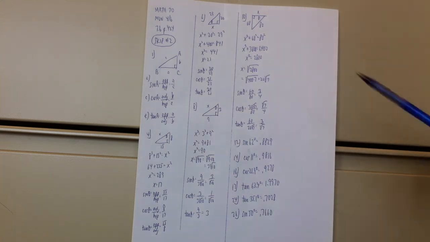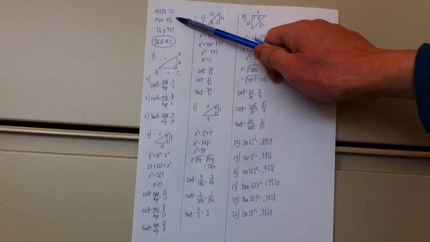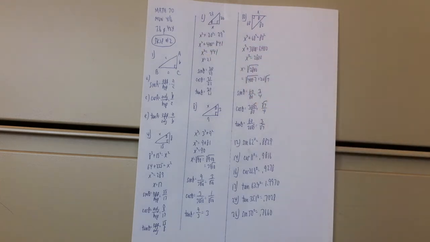These are notes for Mel Ham's Math 70, Monday, April the 6th, section 7.6, page 424. This is the last section in chapter 7, which will be covered on the exam. You're having an exam this coming Friday, which is April the 10th, covering chapter 7.